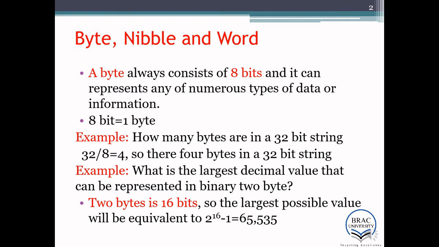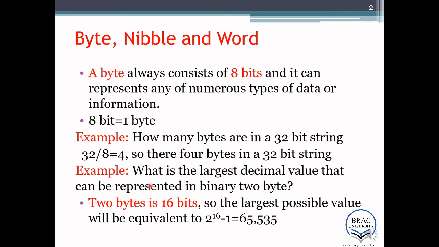A byte always consists of 8 bits and it can represent any of numerous types of data or information. So we can say 8 bits equals 1 byte. There is an example given. It says how many bytes are in a 32-bit string. You have 32 bits, and 8 bits equals 1 byte. If you divide 32 by 8, you'll get the bytes. So 4 bytes in a 32-bit string.